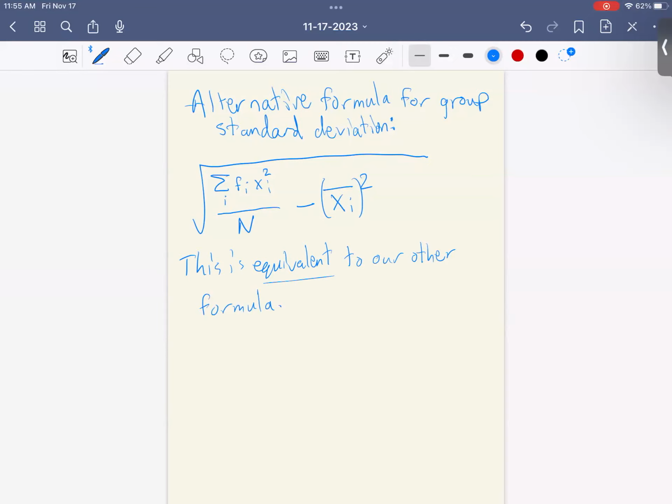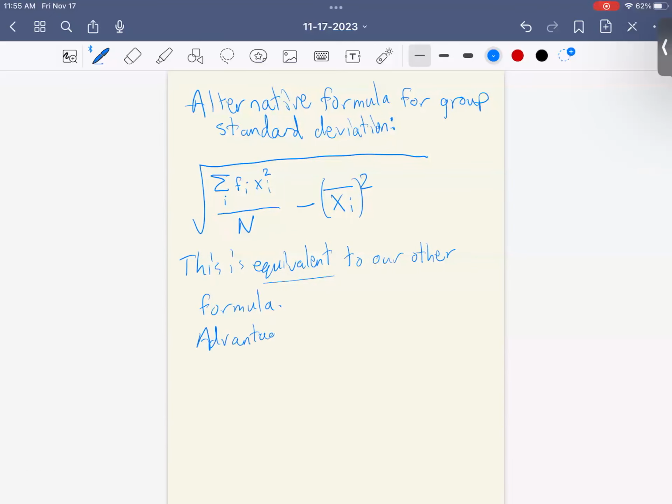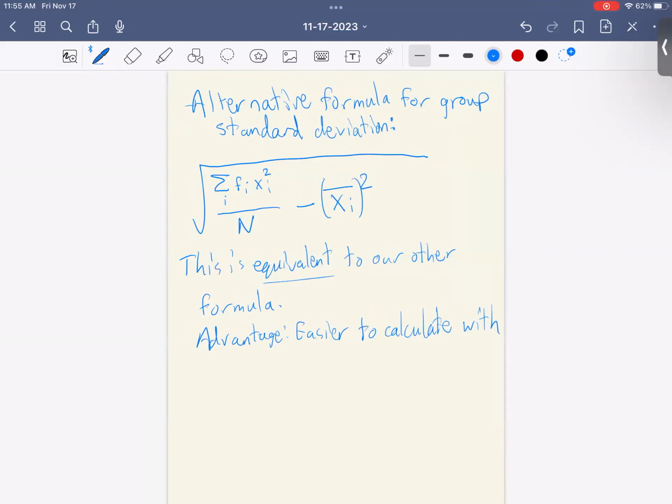Okay, and sometimes this formula can be a little bit easier to calculate because you don't have to calculate these differences. So it has an advantage: it's easier to calculate with. If you're trying to do a problem and just figure this out, then that advantage is all that matters. You calculate with it, it's easier, and that's great. I'll say one disadvantage is that the meaning is not as clear.